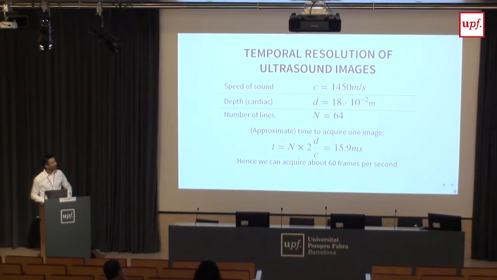So the time it takes to acquire just one line, you have to multiply times the number of lines you're acquiring, say 64. And this is just an example because you can actually go to a much higher number. But if you do this, then it takes about 16 milliseconds to acquire one single image. And there are many techniques that can improve this a little bit, and we will see some that can improve this actually a lot. But for now, let's assume that 16 milliseconds is a standard frame rate in a clinical kit. So this allows you to get about 60 frames per second.